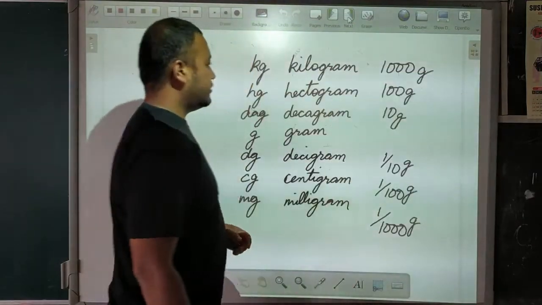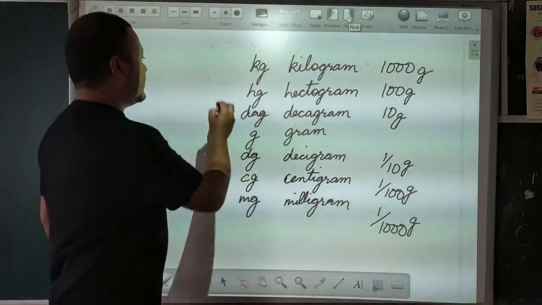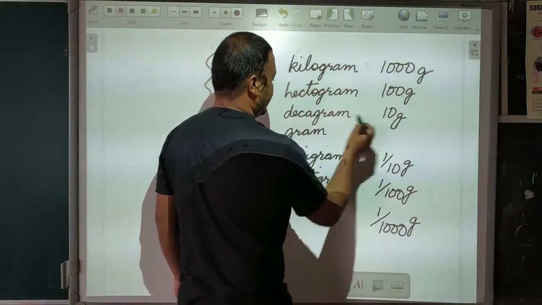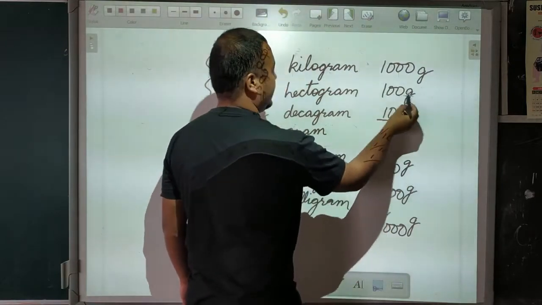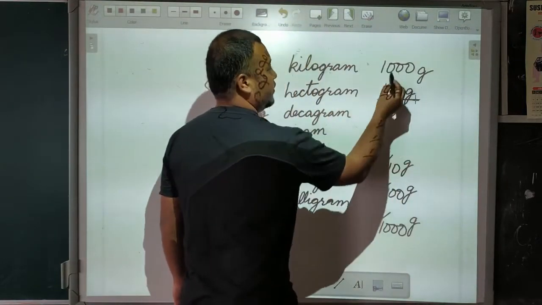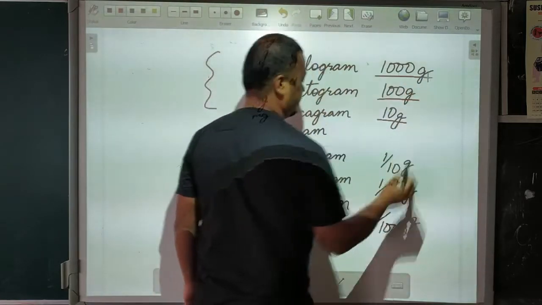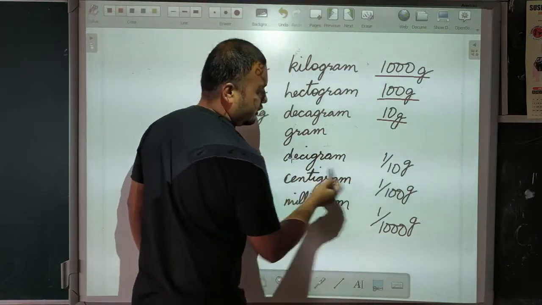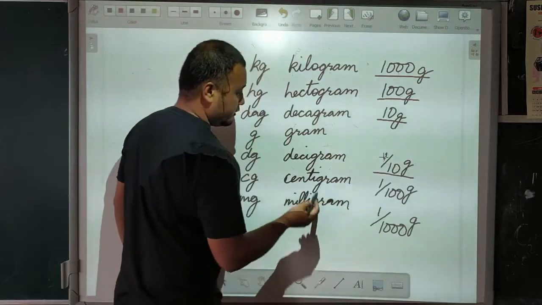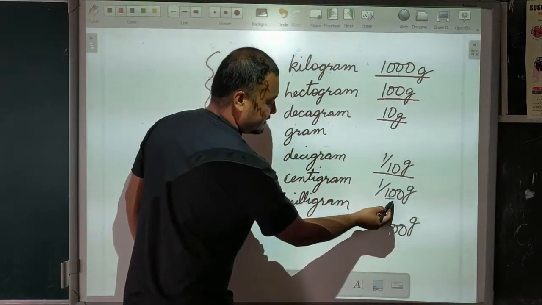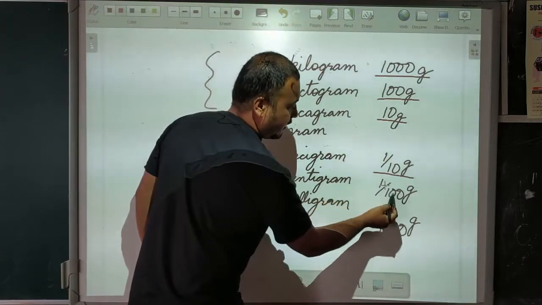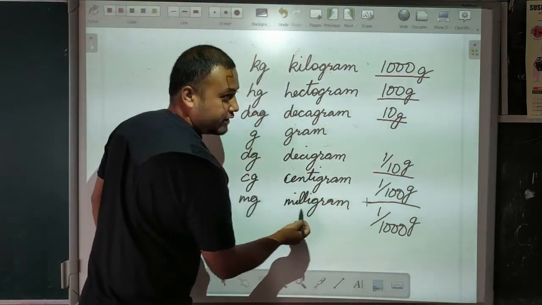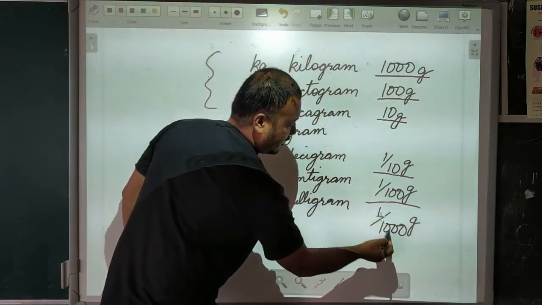In the same way, there are different units, higher units and lower units of mass as well. So in the same way, 10 grams is equal to 1 decagram, 100 grams is equal to 1 hectogram, and 1000 grams is equal to 1 kg. And the smaller units, if you divide a gram into 10 equal parts, each part is called a decigram. Okay, so 1 by 10. If we divide 1 gram into 100 equal parts, then each part is called a centigram. Okay, 1 by 100. And the last, if you divide a gram into 1000 equal parts, then you get something called a milligram. Okay, and it's written 1 by 1000 grams.